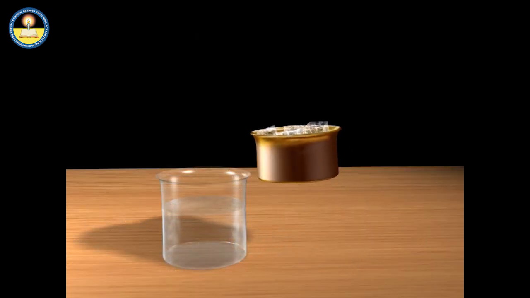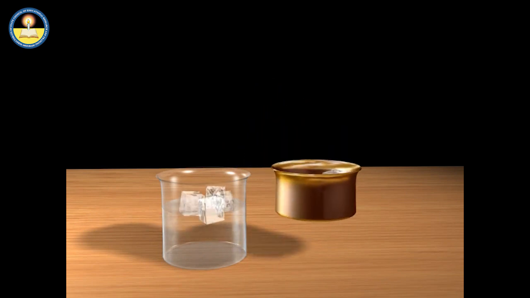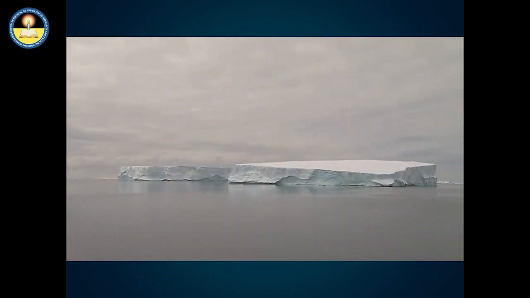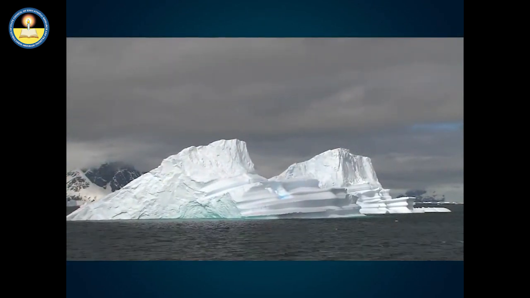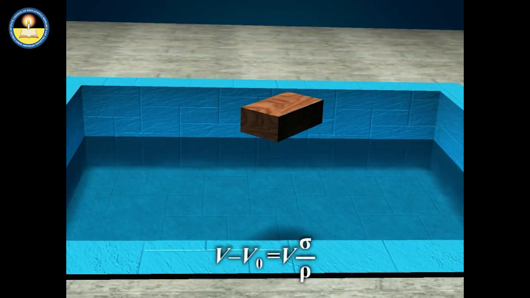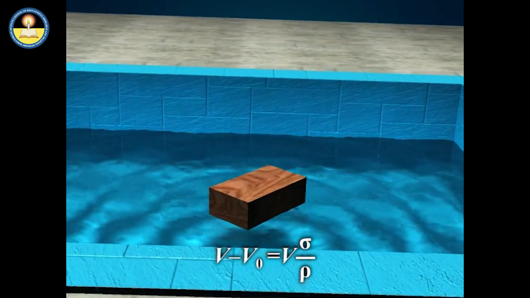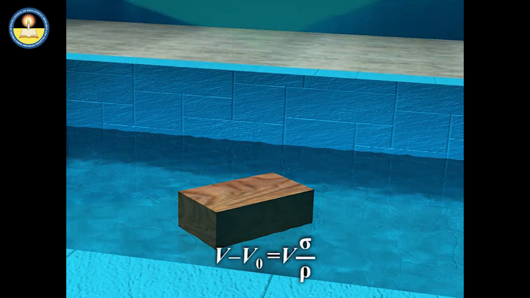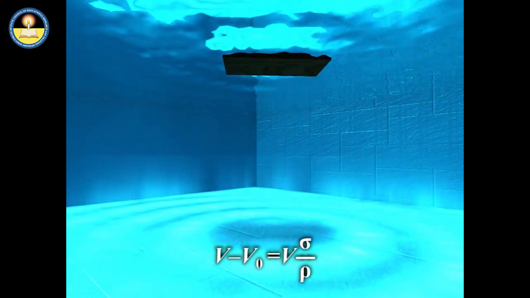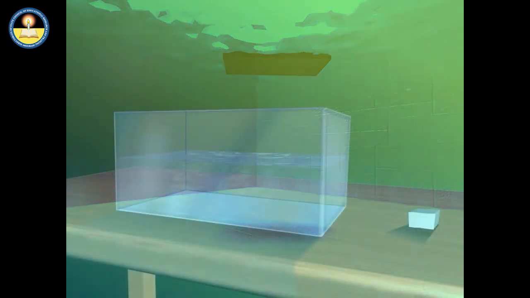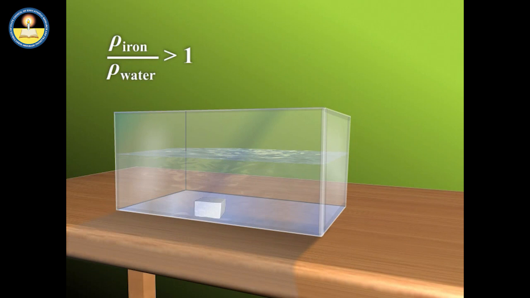For example, an iceberg with relative density 0.91 floats on water. For the same reason, huge and heavy ice glaciers float in oceans. Relative density can also be used to determine the proportion of a floating body that will be submerged in a fluid. For example, if a body is 2/3 as dense as the fluid, then 2/3 of its volume will be submerged.